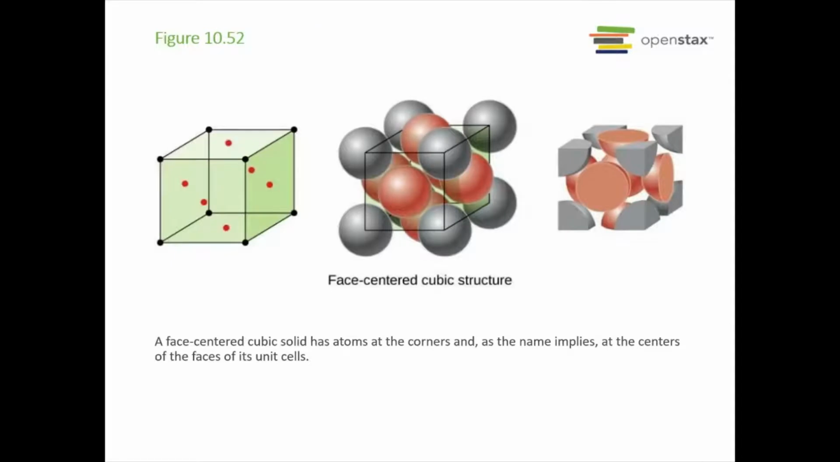So this is looking at the face-centered cubic structure again. You can see the atoms at the corners, just like before, and then the face-centered atoms where they're cut in half in the unit cell. And so you can see there's 2 halves, 2 halves, 2 halves, giving us those 3 plus the 1 atom from the corners.